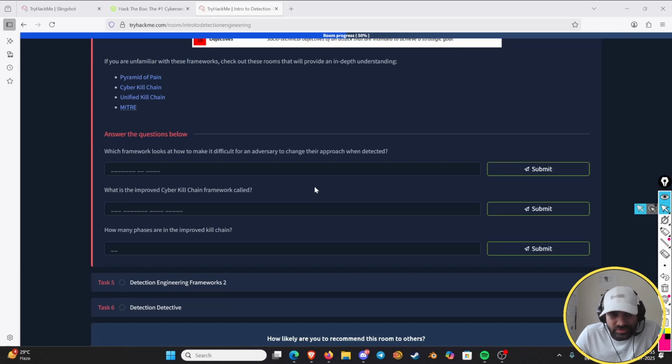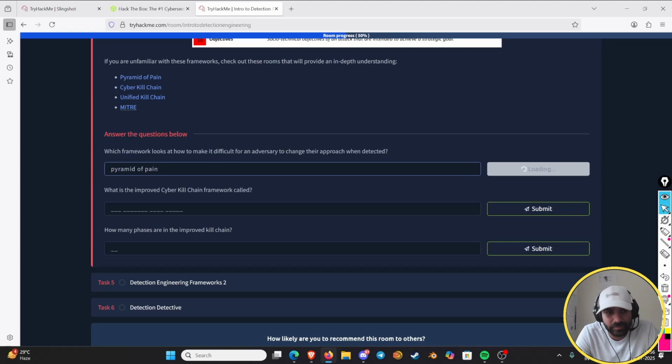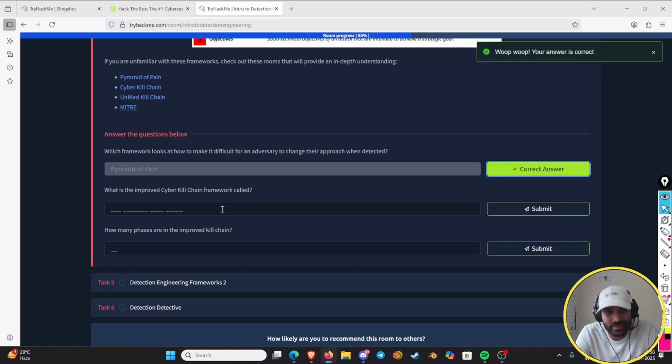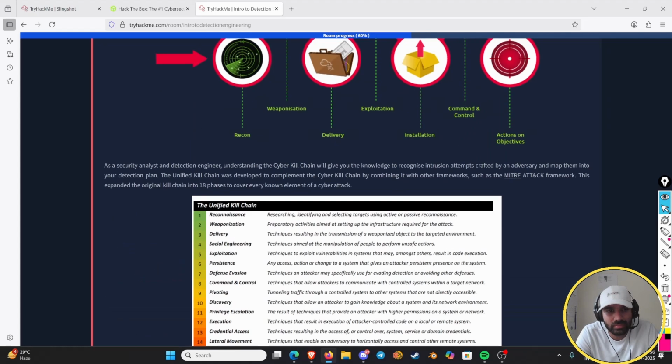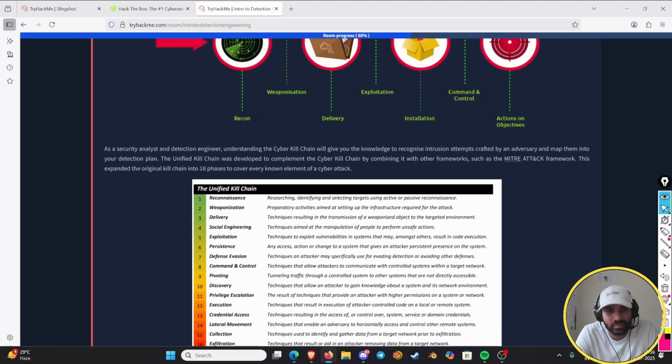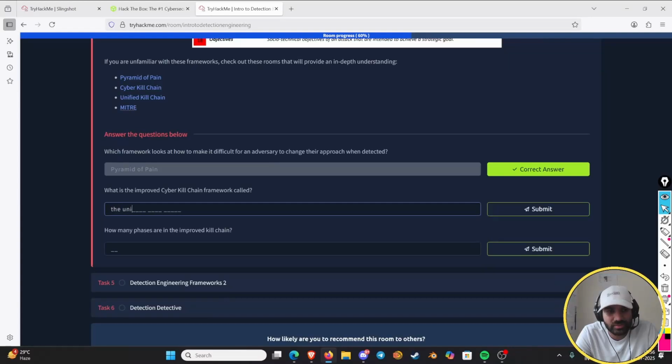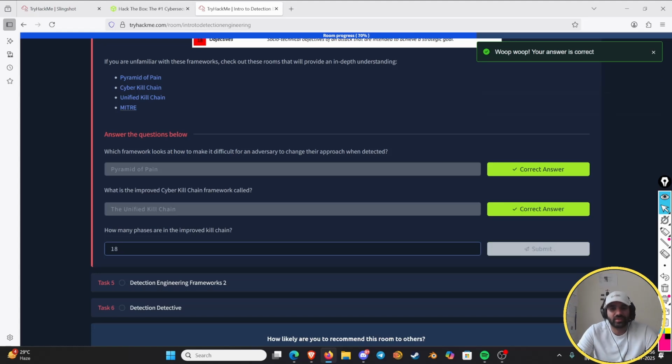Which framework looks at how to make it difficult for an adversary to change their approach when detected? Of course, the Pyramid of Pain. What is the improved cyber kill chain framework called? It is the unified kill chain. How many phases are in the improved kill chain? As we know, it's 18.